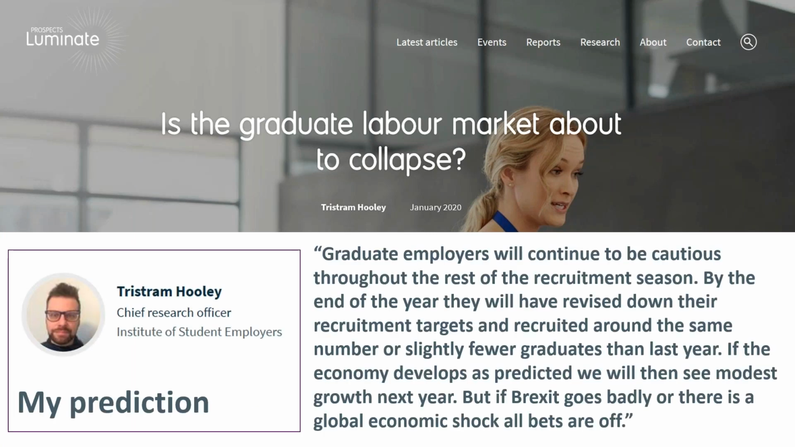So my prediction then was that graduate employers will continue to be cautious throughout the rest of the recruitment season. And by the end of the year, they will have revised down their recruitment targets and recruited about the same number or slightly fewer graduates than last year. If the economy develops as predicted, we will then see modest growth next year. But if Brexit goes badly or if there is a global economic shock, all bets are off. So my prediction there was that, again, broadly, the graduate labour market had stopped growing, but it was on track to be of roughly the same size.